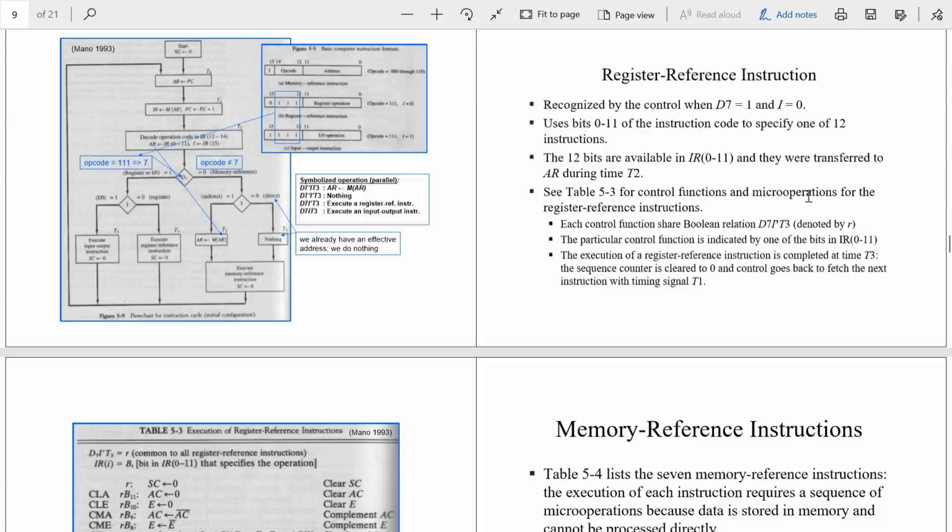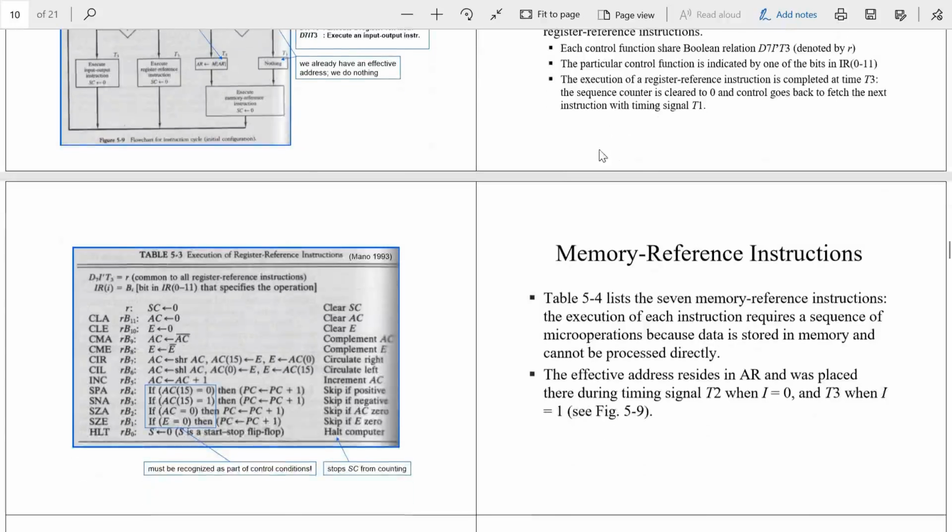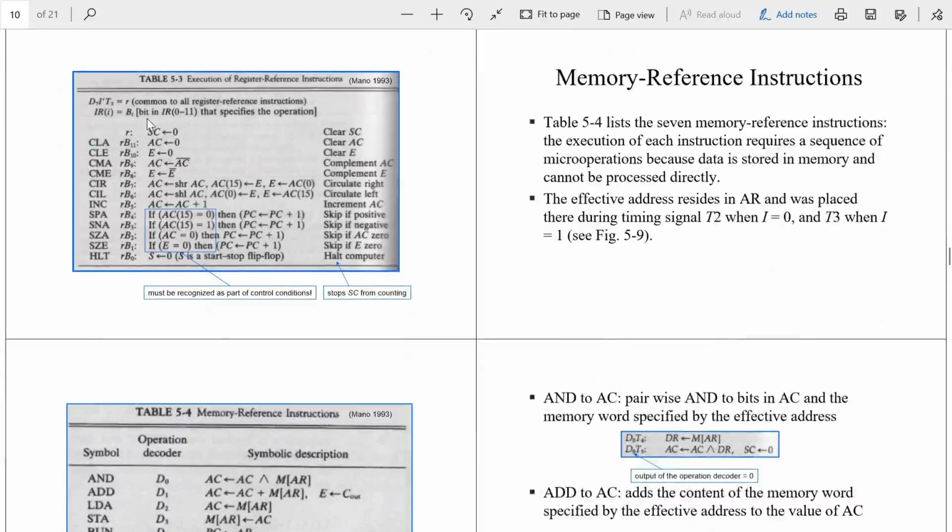Table: control functions and micro operations for the register reference instructions. The register reference instruction operations we have already seen previously. The actions here, register reference actions: CLA, that means clear accumulator.